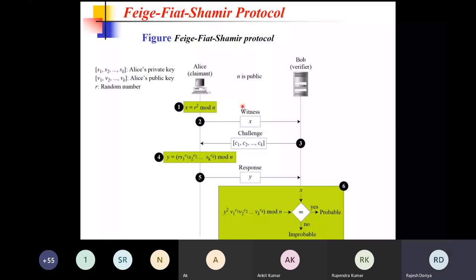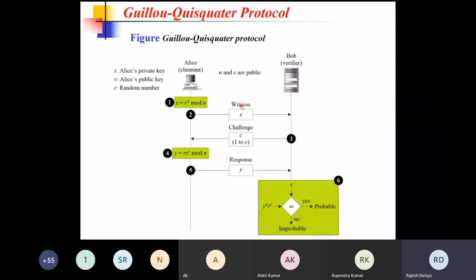And this GQ protocol is pretty much similar to your first one as well. The only difference here is that the number of steps has been reduced, and in this case, your challenge C is nothing but a value between 1 and E. How exactly we calculate E, we have discussed in detail while discussing your RSA algorithm. So it is similar to that one. So these are your zero knowledge protocols.